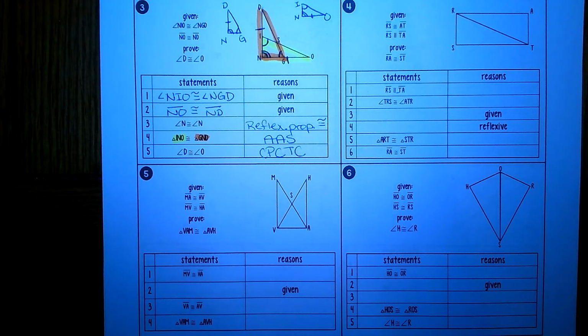All right, in our next video, we're going to look at example number 4.